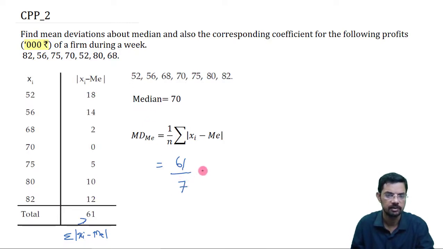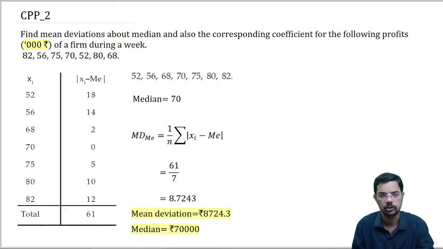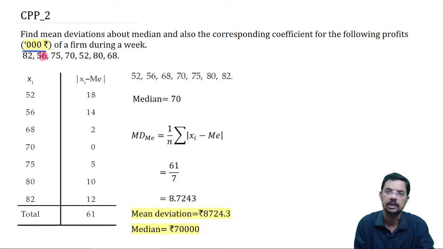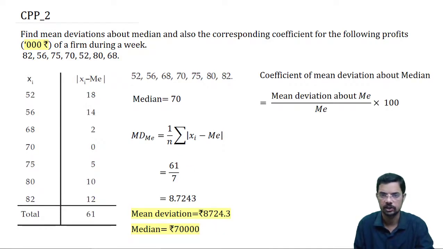So 61 by 7, whatever comes out, that is the mean deviation, which is 8.7243. Okay, 61 divided by 7 is 8.7243. The question stated that each number represents profits in thousands, so we get the mean deviation as this value in thousands. In the same way, the median will be 70,000. Okay, so that's it.